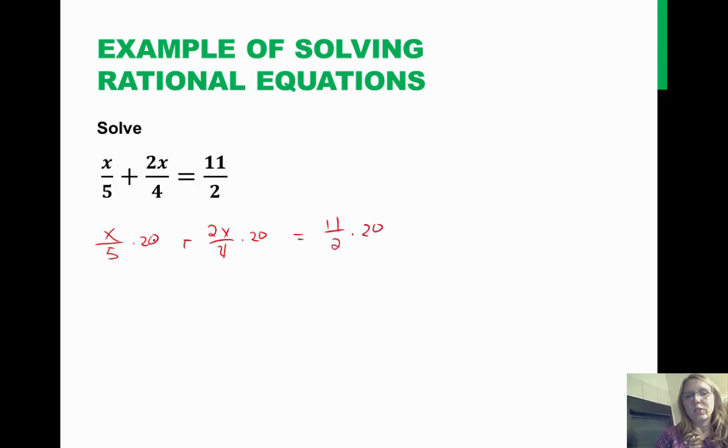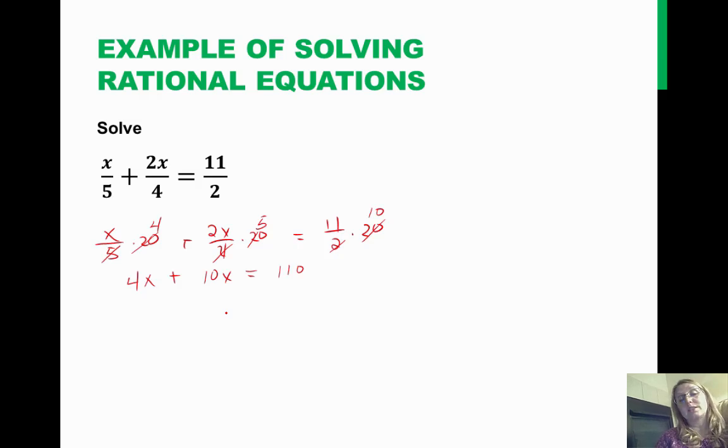Now 5 goes into 20 how many times? 4 times. So this becomes 4x. 4 goes into 20 5 times, so 5 times 2x is 10x. And 2 goes into 20 10 times, so I have 11 times 10, which makes 110.